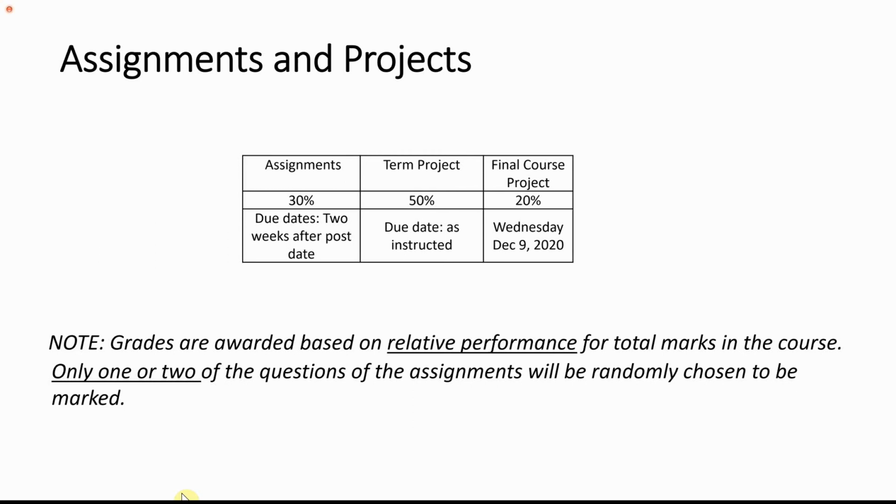For assignments, not all the questions will be marked. Only one or two of them will be marked, and they will be chosen randomly. So make sure you answer all the questions as if that was the only question that is going to be marked. If you answer 90% of the questions and then you miss one, and that one was randomly chosen, you're going to get a 0 mark for the whole assignment. So make sure you answer all of them completely, so you don't lose a lot.